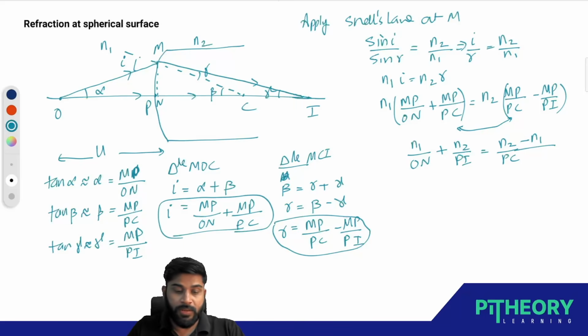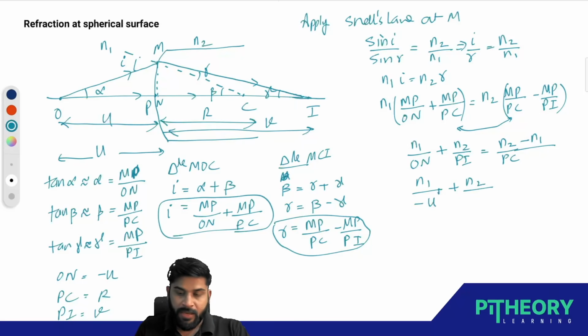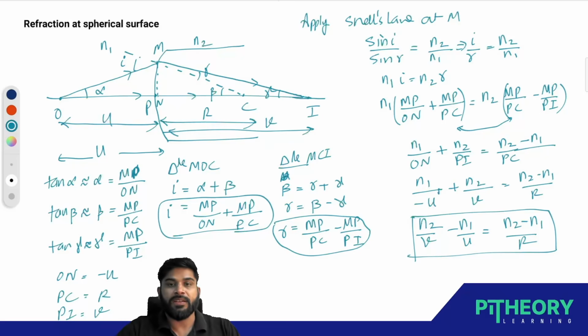Now, what are these values? ON is actually the object distance, you need to mark that. PC is the radius of curvature, and PI is the image distance. So when you take ON, you have to take it as minus u with the sign convention. PC is R only, and lastly PI is v. So if you substitute, you get N1 by minus u plus N2 by v, that is equal to N2 minus N1 by R. This is the relation we call the NUVR relation, or the relation for refraction at a spherical surface. N2 by v minus N1 by u is equal to N2 minus N1 by R.